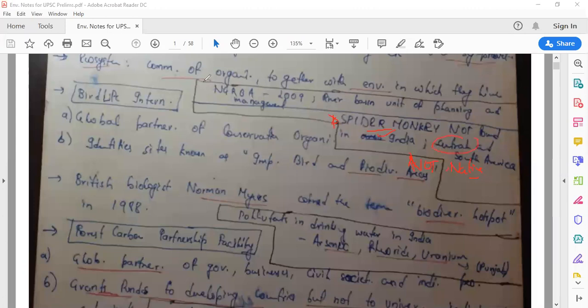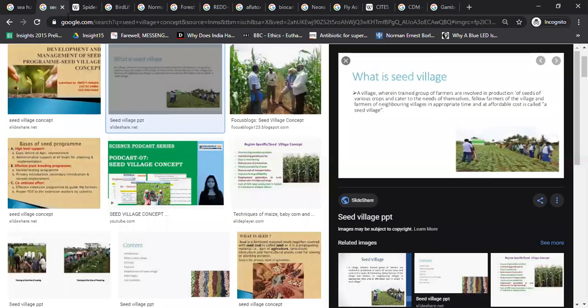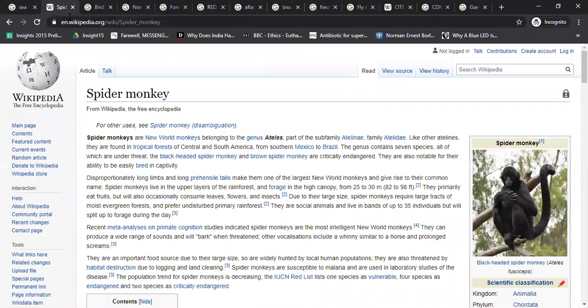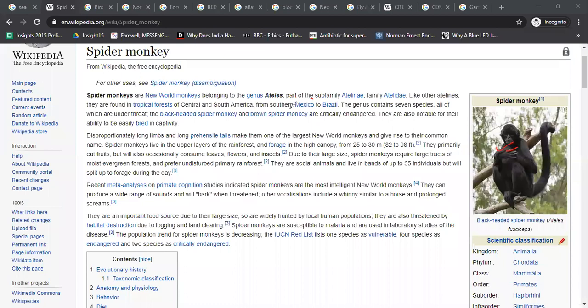Now again, let's go back and see how a spider monkey looks so that we can remember it. If you see certain diagrams, you can remember things in a better manner, right? So let's cross those things which we have already read. Now let's try to see the spider monkey. So this is a spider monkey. It looks very cute. This cutie pie is a spider monkey and it is found in areas from southern Mexico to Brazil. So it's not native to India, right?